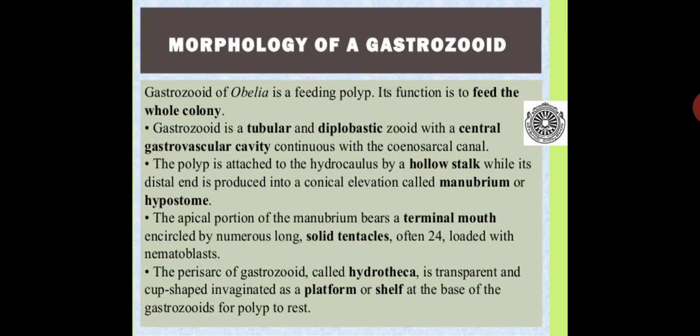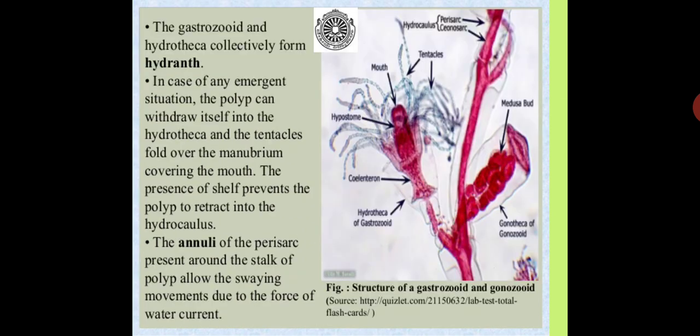As I already explained to you, these tentacles present at the free end of the hydranth or hydrozoid are responsible for the collection or trapping of the prey, and once the food is taken inside, it is going to be digested inside. These tentacles are provided with a number of specialized cells called nematocysts, or stinging cells, which help to hold the captured prey very firmly. The gastrozoid and hydrotheca collectively form the hydranth.